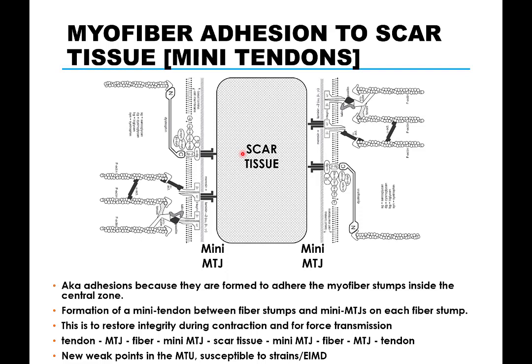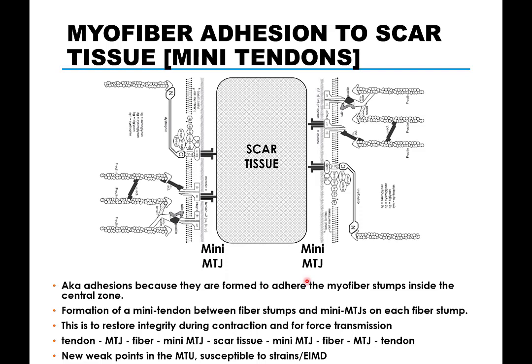So for this one single fiber, which is now split by scar tissue, its incorporation in the MTU would be summarized as such. It would go from tendon to MTJ to muscle fiber to mini MTJ to scar tissue to mini MTJ to muscle fiber to MTJ to tendon. Of course, this is a very simplified description, but nevertheless, you can understand conceptually what is happening when scar tissue remains. Now, as I described earlier, the mini MTJs are also weak points in the MTU and are susceptible mostly to muscle fiber damage, like following unaccustomed exercise, aka EIMD, exercise-induced muscle damage.